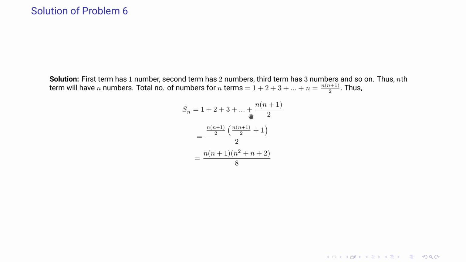So we can now substitute this in the formula. It would be n into n plus 1 by 2 multiplied with n into n plus 1 by 2 plus 1. So we solve this and we get the desired result as n into n plus 1 into n square plus n plus 2 by 8.